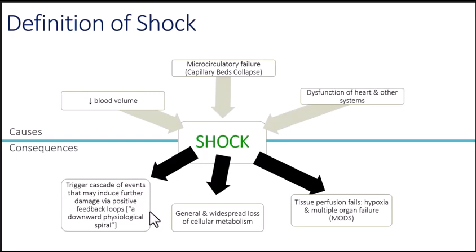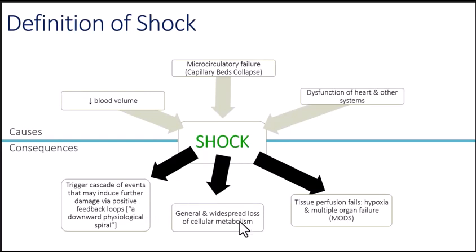So shock will trigger this cascade of events that can further damage tissue, and it does this via these positive feedback loops. Remember that we have negative feedback loops in particular that work to keep us within a very narrow range, maintaining homeostasis within our body. And what shock does is it puts us further and further and further away from homeostasis, and that's not beneficial. There's no beneficial end to this loop.